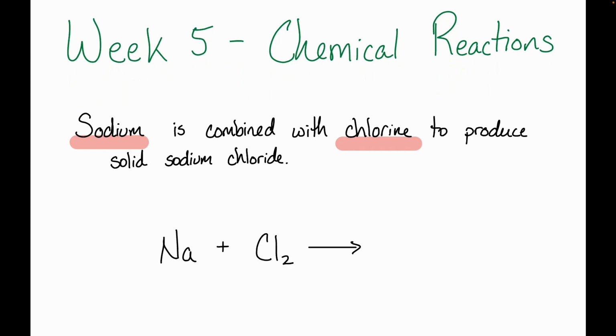Now I have this ionic compound, so I have to look at the charges of these ions. A sodium ion has a +1 charge. A chloride ion has a -1 charge. So sodium chloride would be NaCl. So we have these two components here. Our reactants are the sodium and the chlorine, and our product is this ionic compound, the sodium chloride.